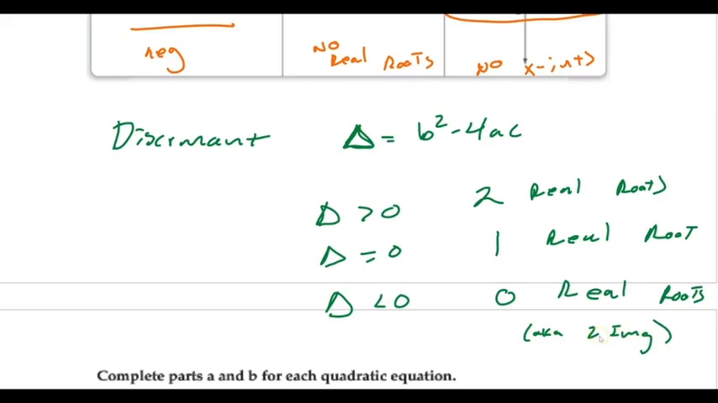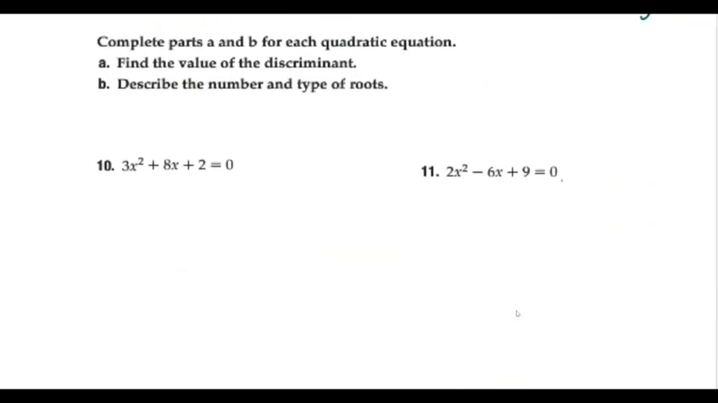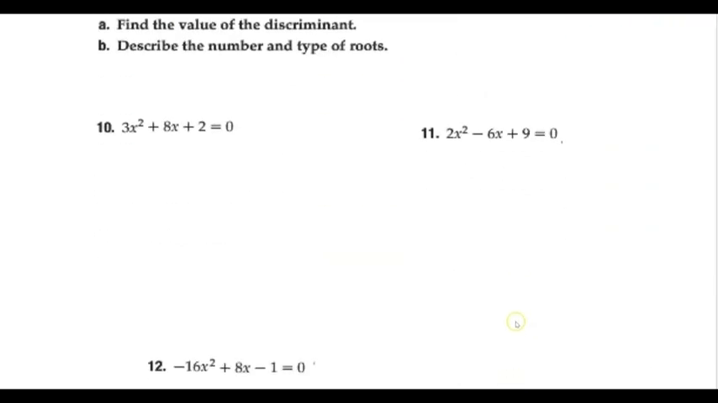This is a quick way of saying, hey, what type of roots do you have here? If you take the discriminant and it's positive, that means you have 2 real roots, so you can get a plus and minus. If you get 0, that means it's going to go away and you have 1 real root. If it's negative, that means you can have imaginary numbers. And that's it. Let's do a couple of examples of the discriminant. All I want to know is, what do we get for the discriminant, and then how many real roots do we have?